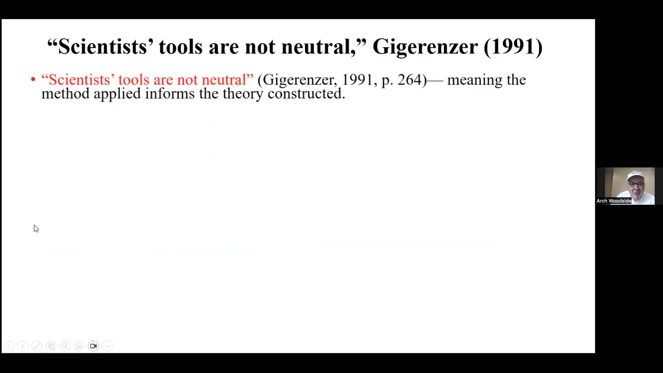So this is the most important statement in the whole course on fsQCA. The scientist's tools are not neutral, meaning that the method applied informs the theory constructed. So if you start talking about relationships, you're going down a bad road, because again, it doesn't provide you much information to report. Well, you got a positive relationship, and the level of explanation from an R-square, from a multiple regression point of view, is about 10% of the variance in the data.